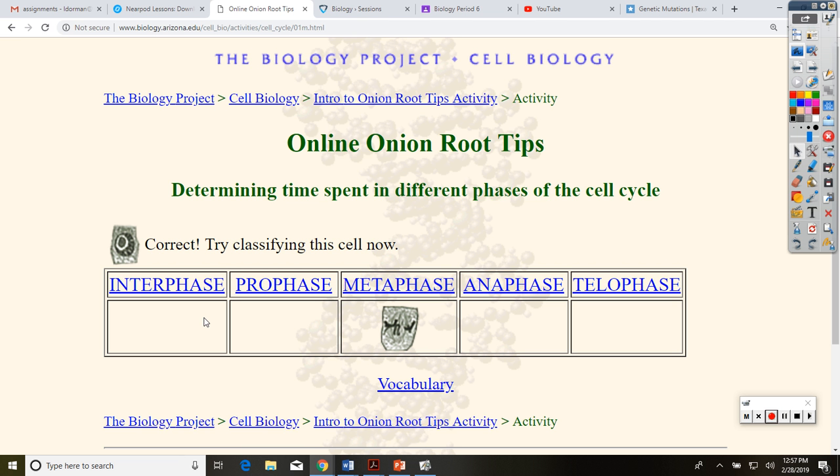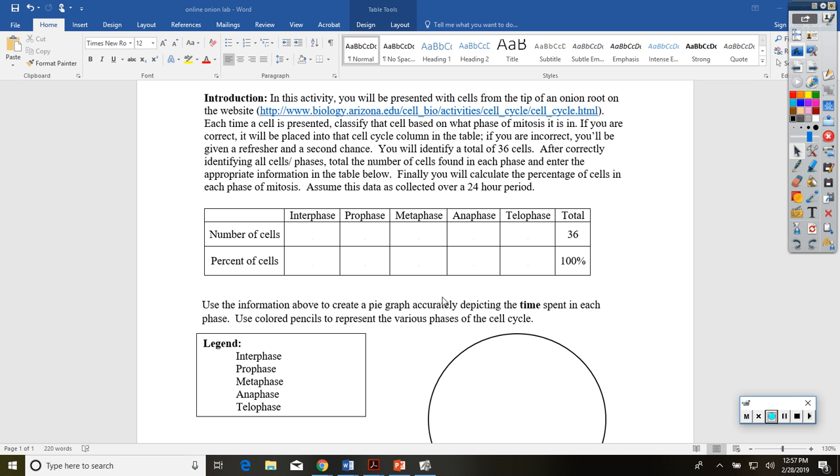You'll go through 36 cells, and when you're finished, you'll have to count up all the cells in each of the phases, and that's when you put the information into your document. So again, now that you've finished, you're ready to add information into the document of how many cells you had. So let's pretend that you had, say, 6 cells in interphase, and let's pretend that you were given maybe 8 cells in prophase. You'll fill in the remaining phases based on how many cells you count up on the website.